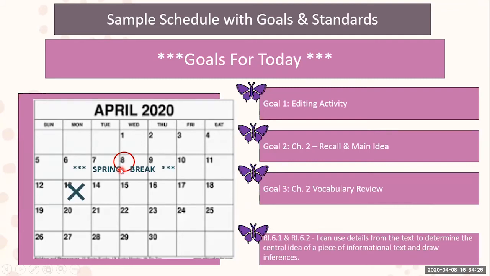You could go over the calendar. I just list my goals. I tell my students, okay, today we're gonna do an editing activity. We're going to do a chapter 2 recall and main idea activity today, and we'll also do our vocabulary review. And then at our school, we like to put up the standards that the lesson is tied to, and we put it in an I can statement. And so I'll go over that with the students as well.